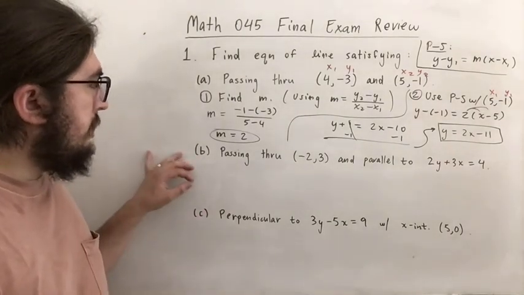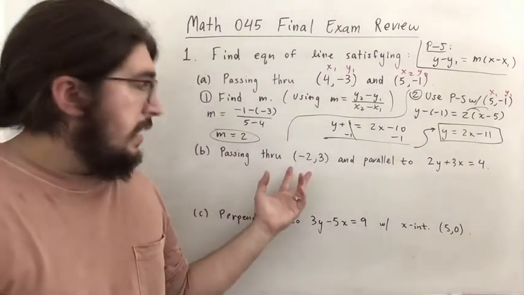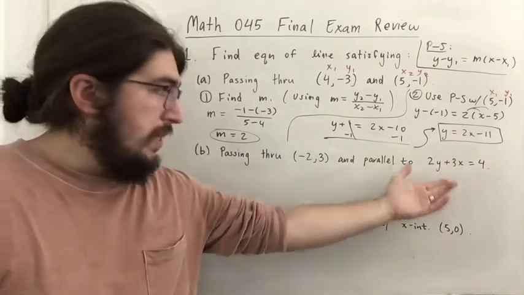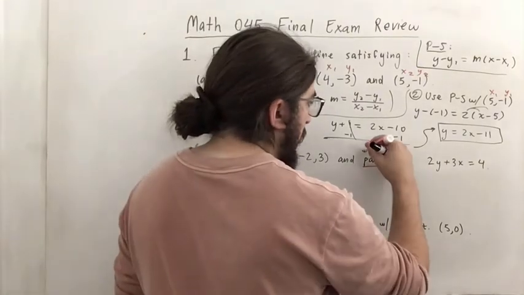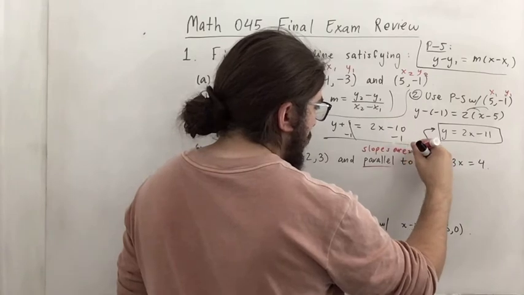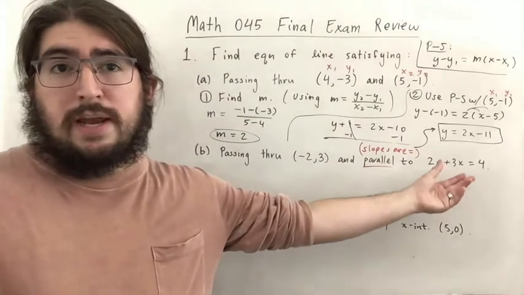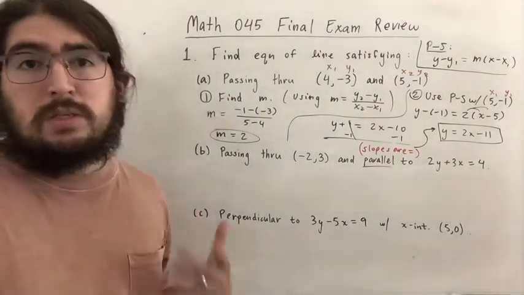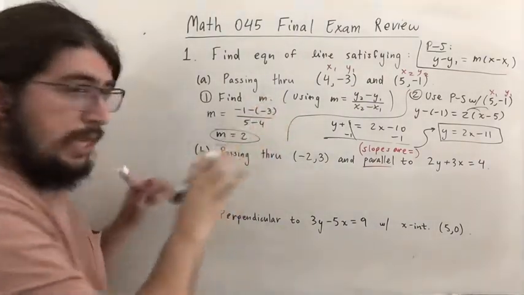So part B then asks us to find the equation of the line passing through the point -2, 3, but now parallel to the line whose equation is given by this. Now, the word parallel means the slopes are equal. Why is that important? Well, if the slopes are equal, then we can find the slope of the line that we have the equation of, that we're parallel to, and that will be equal to the slope of the line we're trying to find.